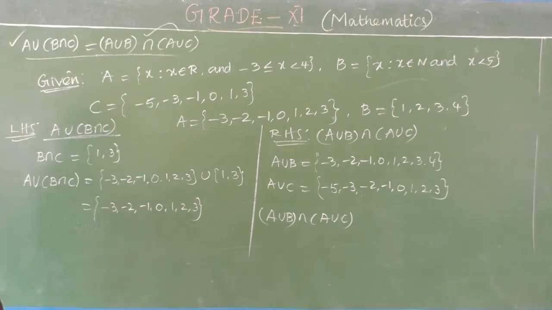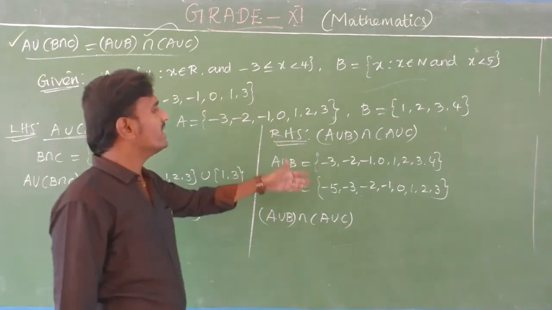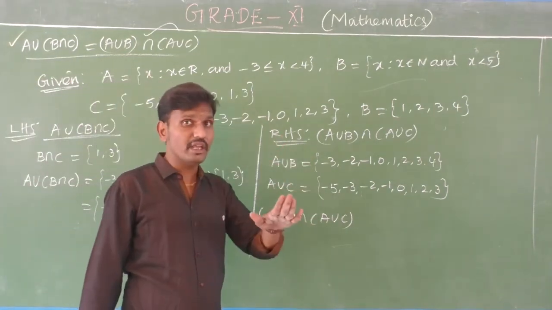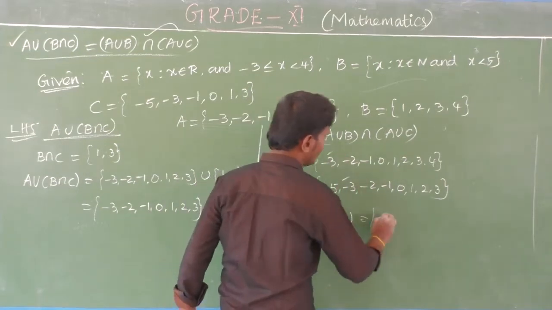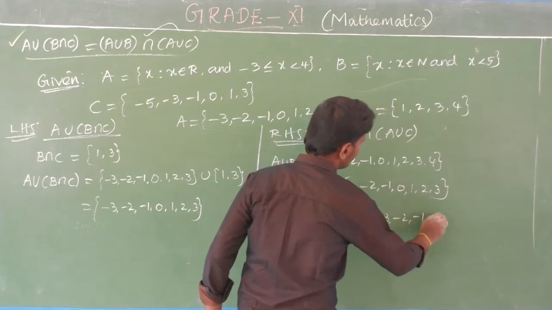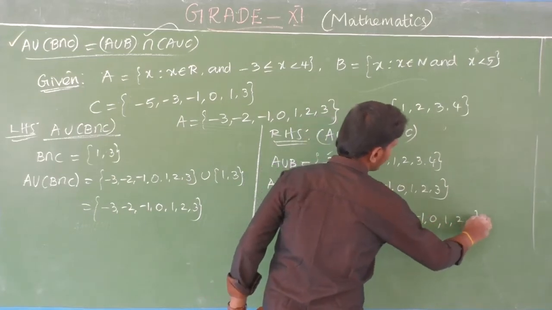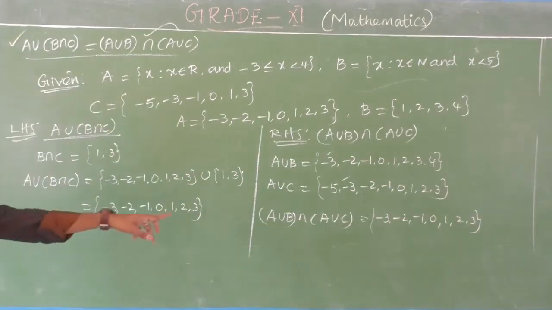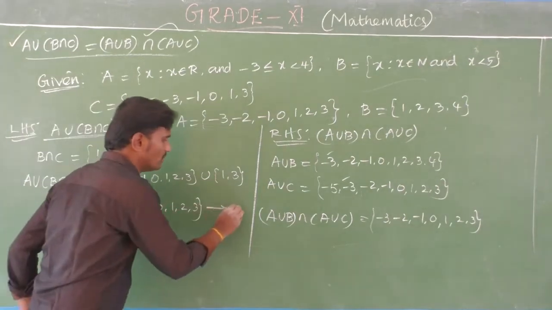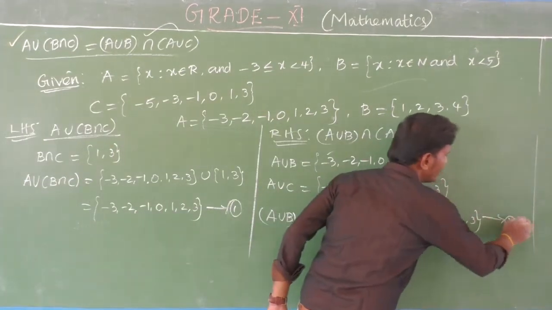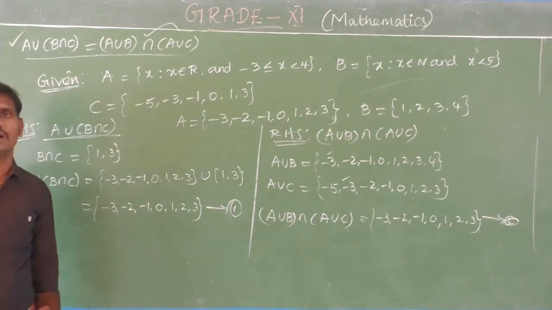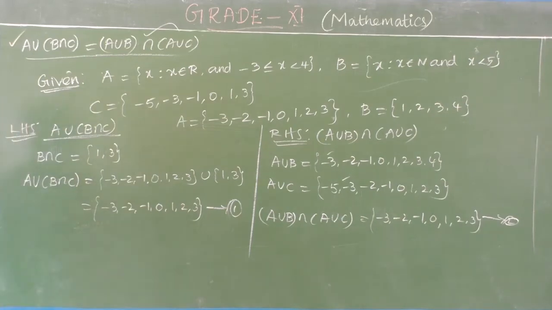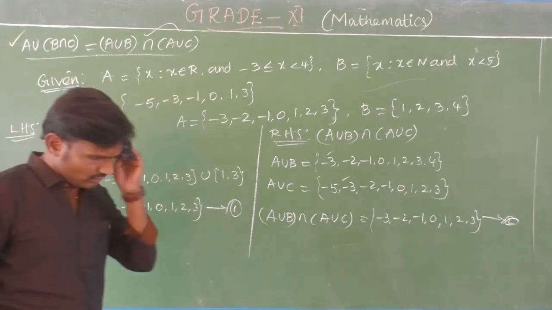Okay. So intersection means, as you already know, we have to collect the common elements. So tell me what are the common elements in both A union B and A union C? So that is minus 3, minus 2, minus 1, 0, 1, 2, 3. So look at these two things. This is equation number 1 and this one is equation 2. Now from 1 and 2 we have verified the distributive law. Okay. Have you got it? It's fine.